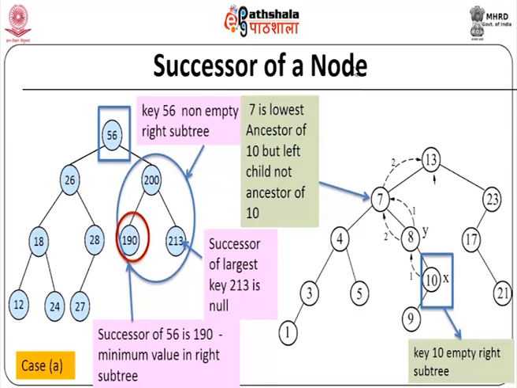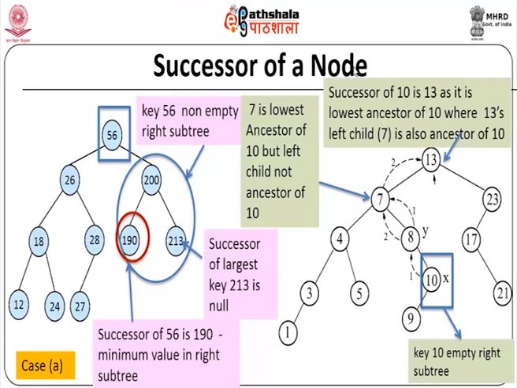Now, 7 is the lowest ancestor of 10, but the left child of 7, which is 4, is not an ancestor of 10. That is the condition, so we have to go one more step up. The successor of 10 is 13, as it is the lowest ancestor of 10 whose left child 7 is also an ancestor of 10. We could not take 7 because the left child of 7 was not an ancestor of 10, but we take 13 because 13's left child is an ancestor of 10. So, the successor of 10 is 13. This is case B.